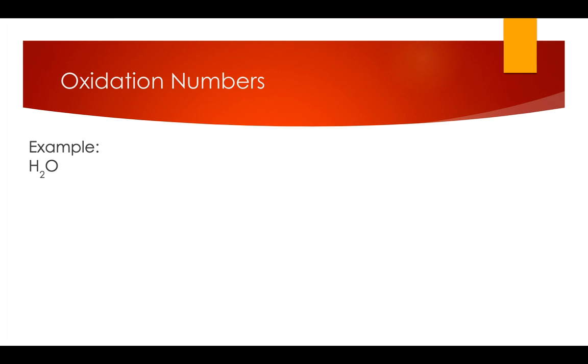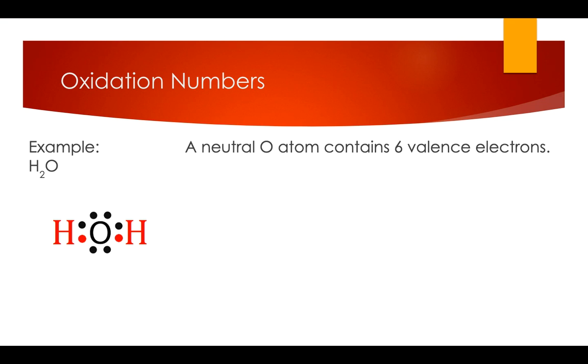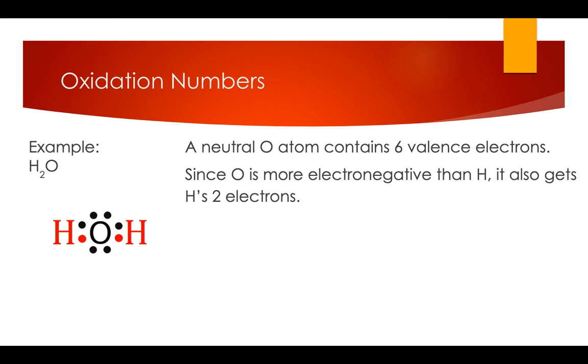So if we look at an example, water, H2O, and here's the Lewis structure for water. So oxygen, when it's neutral, contains 6 valence electrons. And when it's in the compound water, it is sharing electrons with the hydrogen atoms in order to have a full and stable octet. Because oxygen is more electronegative than hydrogen, when we're figuring out the oxidation number, it also gets hydrogen's 2 electrons. So it now has 2 extra electrons and an apparent net charge of -2.